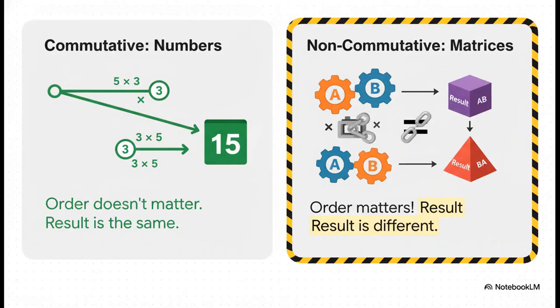And this right here is the single biggest trap in all of matrix algebra. With regular numbers, we all know 5 times 3 is the same as 3 times 5. But with matrices, order is absolutely critical. In almost every case, A times B is not the same as B times A. This is called being non-commutative, and I'm telling you, remembering this one little fact is going to save you a world of hurt on your exams.